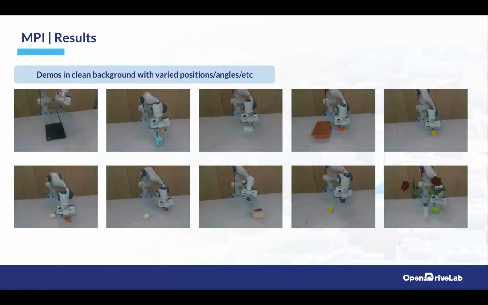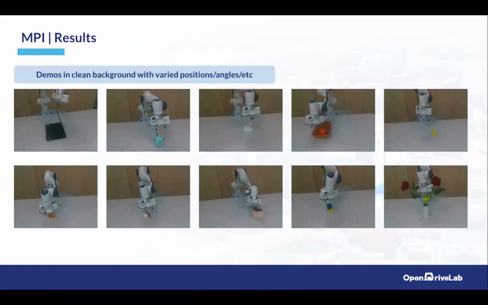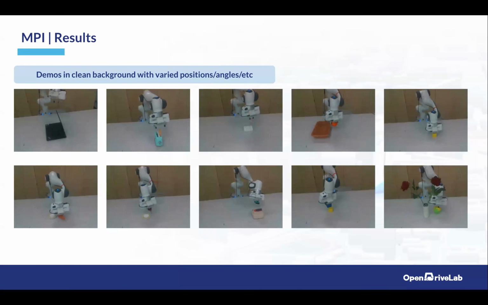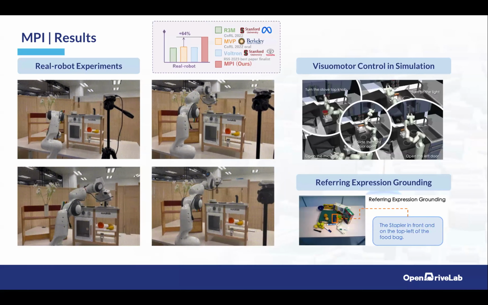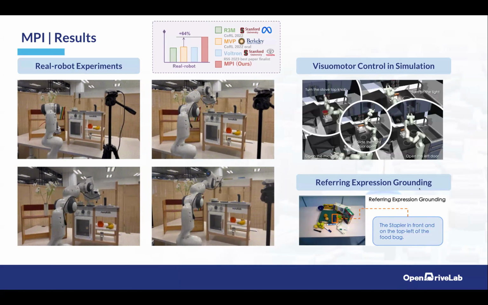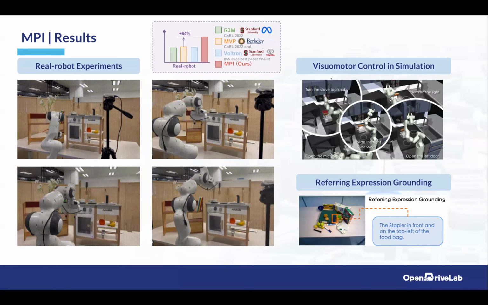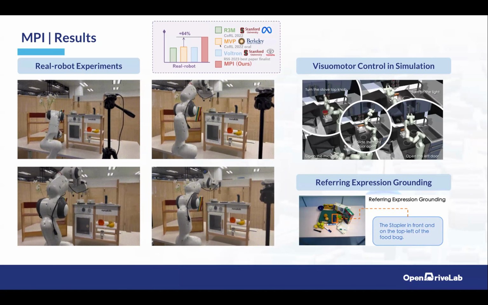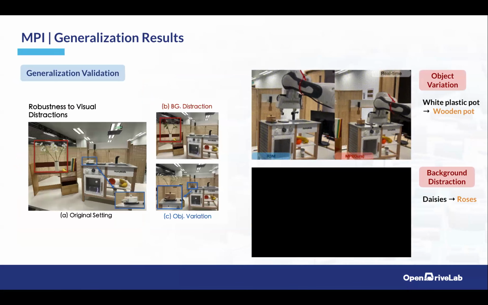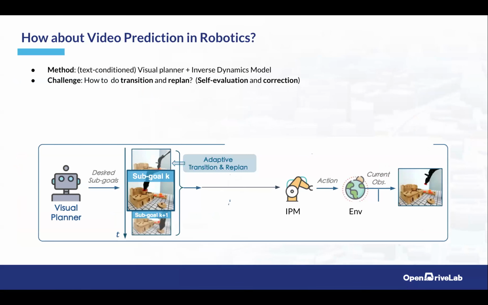With the pre-trained encoders, we can do some real-world experiments, adding a very shallow MLP policy head to learn the policy, and we can also do some complex manipulation tasks. And we can also refer to some objects and ground them in the image. As you can see, we achieve very good performance compared to some existing works. Here are some generalization results on varied objects and backgrounds.